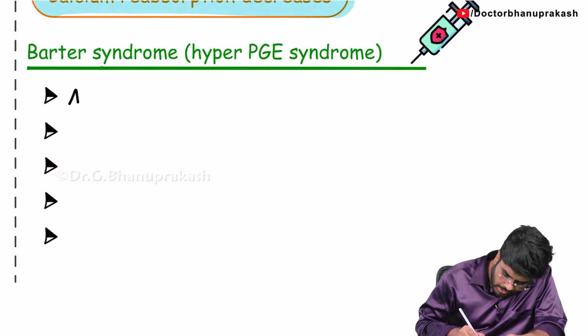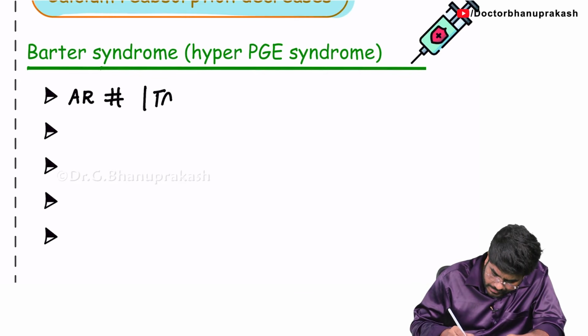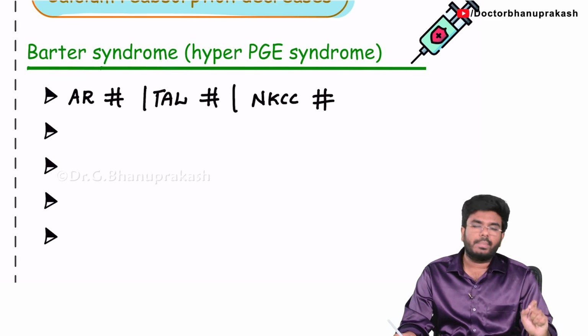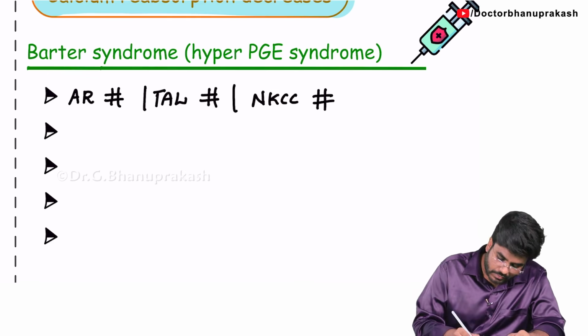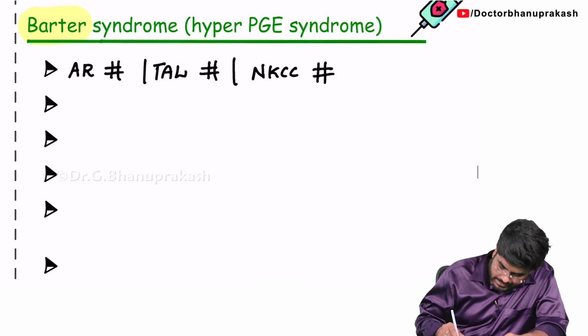Bartter syndrome is an autosomal recessive disorder. Which defect? TAL, thick ascending limb of the loop of Henle defect. Which transporter defect? NKCC transporter mutation, which is there from birth. So usually Bartter is from birth itself. We call it neonatal Bartter. It's seen from childhood itself. Next, this Bartter syndrome resembles loop diuretic usage, because the same transporter is getting affected.